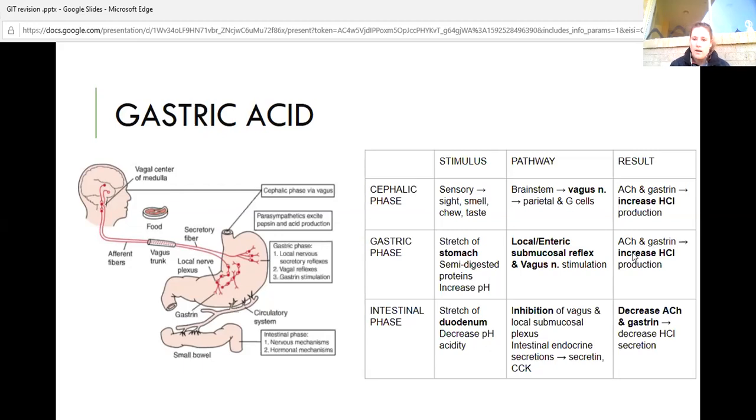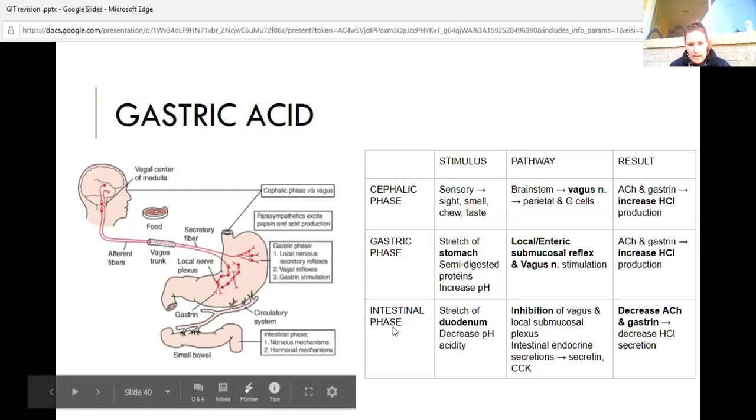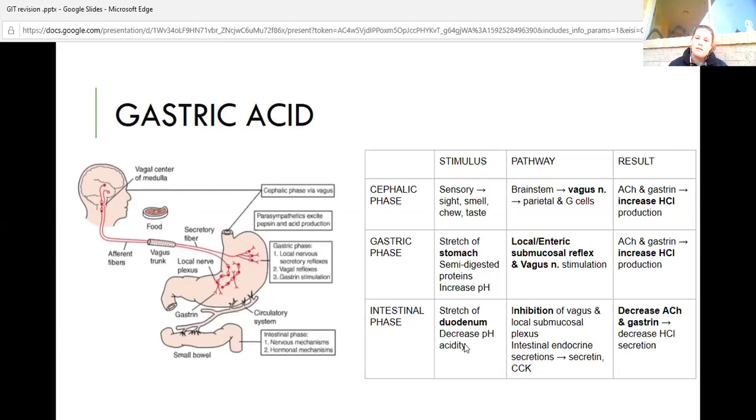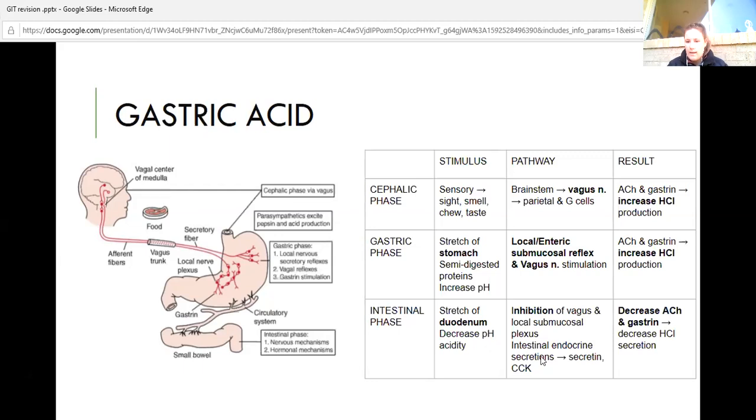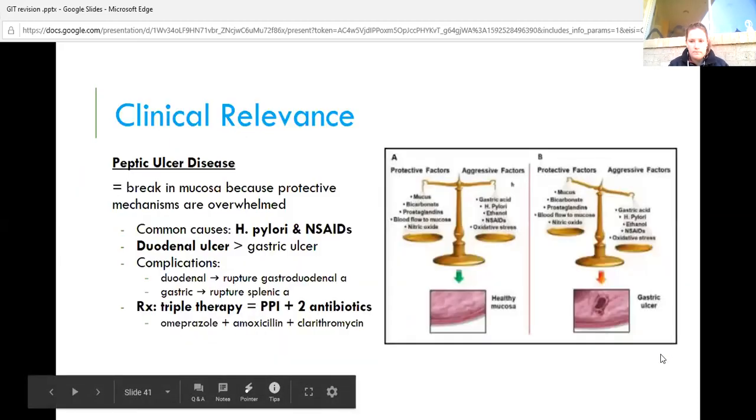And it increases acid production via the vagus again, but also it can activate your local enteric submucosal reflex. And then the intestinal phase is when the duodenum gets stretched, and it also responds to decreased pH, so increased acidity, and it inhibits your parasympathetic, so inhibiting the vagal and the local submucosal plexus. And it also starts to stimulate your endocrine secretions, like CCK and things like that, for the digestion of fat.